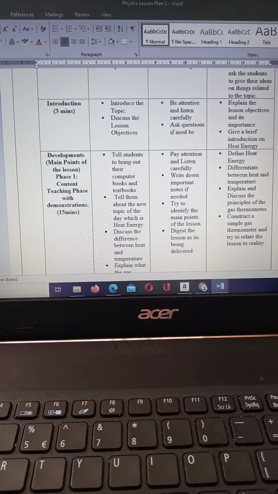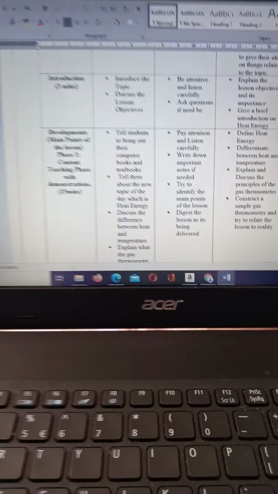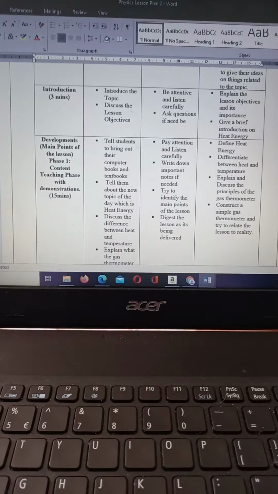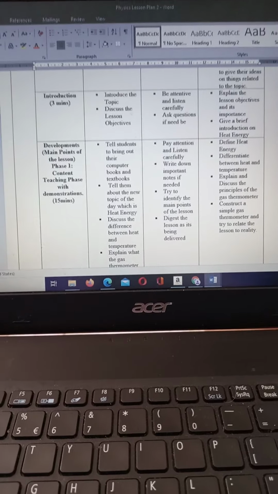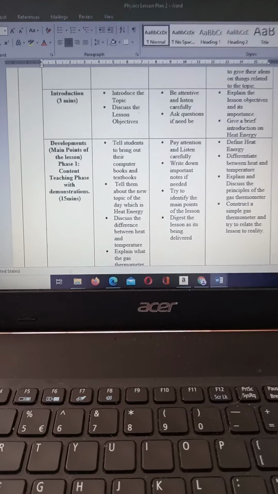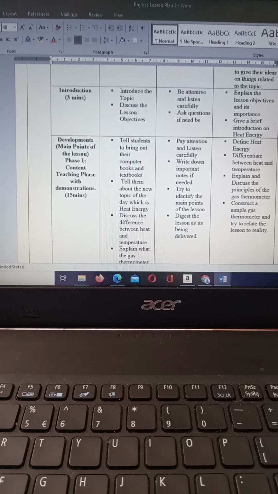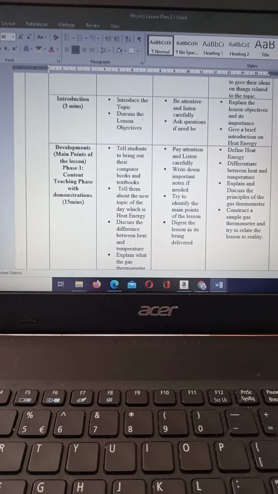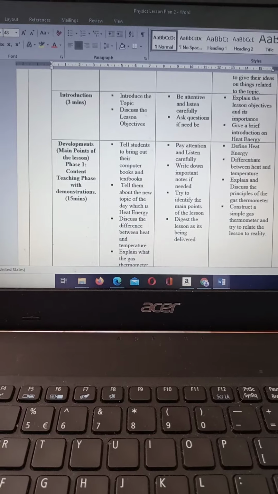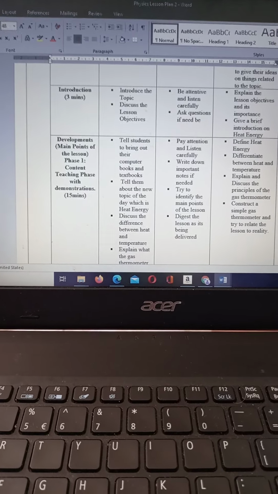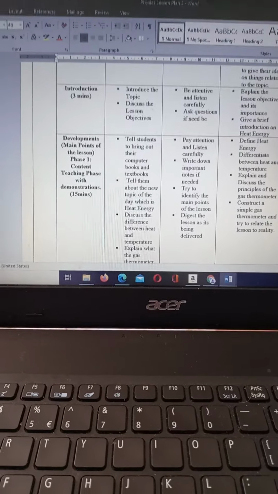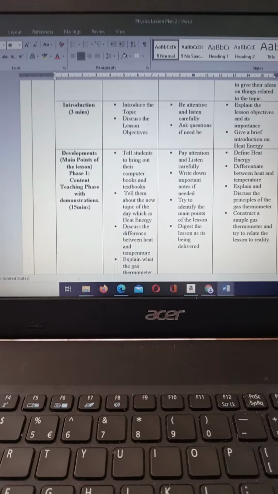Then I'll start with my introduction. In the introduction, it's simply the introduction of the topic. I will introduce the topic of the day, which is heat energy, and then I will discuss the lesson objectives. The main part of this introduction is to emphasize the lesson objectives and to get it out clearly to the students what they are expected to learn by the end of the day.